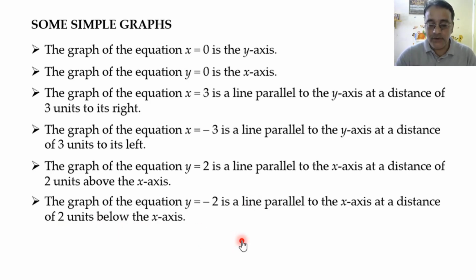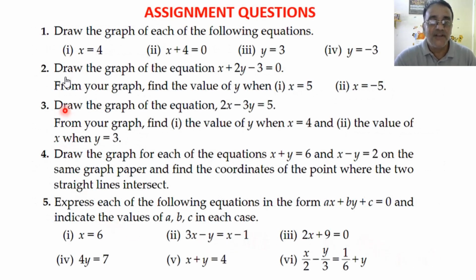Now we are moving towards the last section, that is assignment questions. This is the equation, the last topic example. These two are direct questions, and this is to draw the graph of these two equations on the same graph. The fifth question is to express it in the standard form and to find the values of A, B and C. So these are 5 questions you have to complete, and you have to send them through Google Classroom.